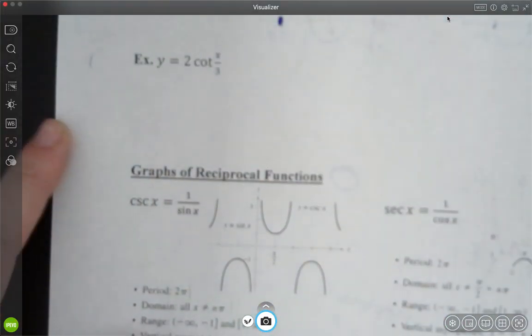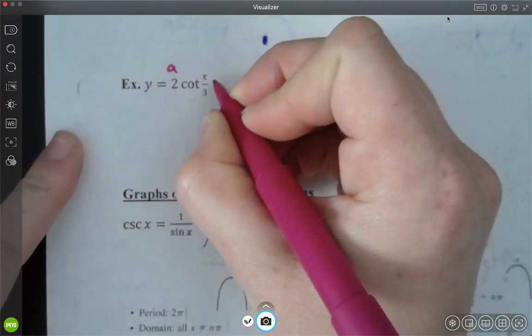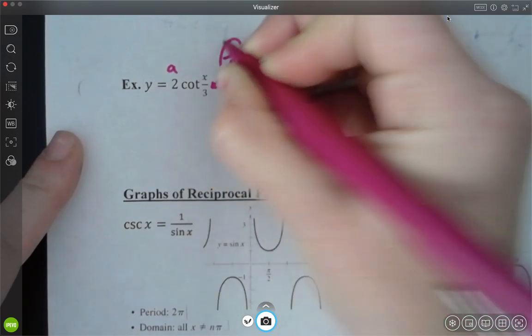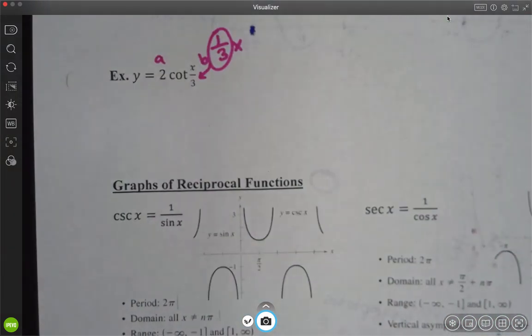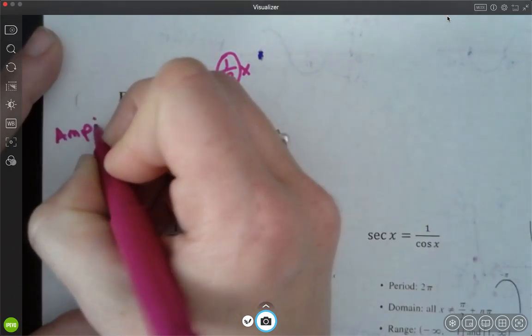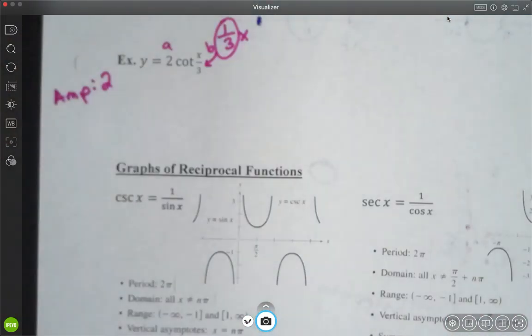2 cotangent pi over 3. This is your A and this is your B. He is like 1/3 x, so B is 1/3. So let's talk about this. The A is changing the amplitude, if that exists, of cosine or cotangent.